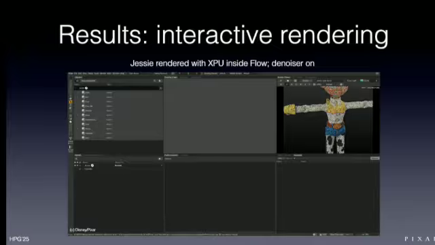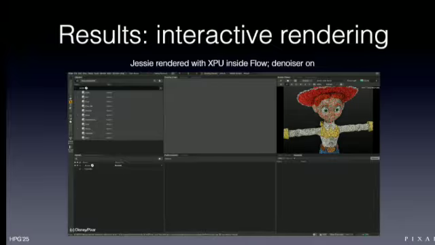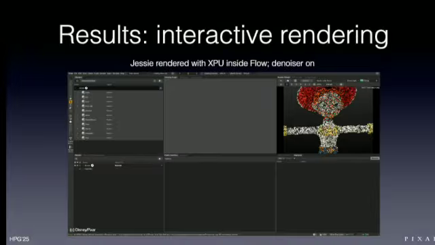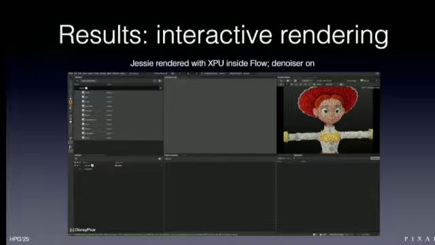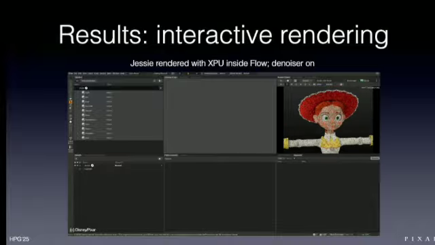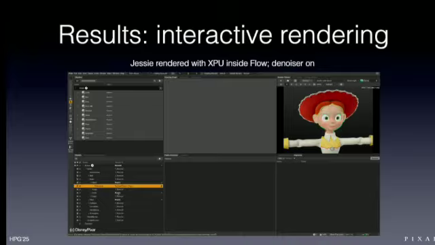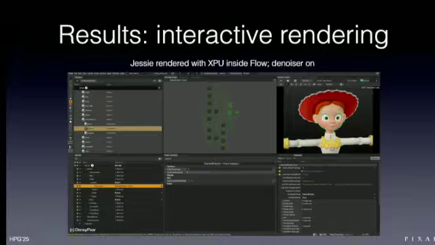Here's an example of interactive rendering. This is Jesse first moving the camera about a little bit. Then the artist is going to select some nodes in the shading network. So he's selecting the material. The shading network is coming up. It's fairly complex, as you can see.